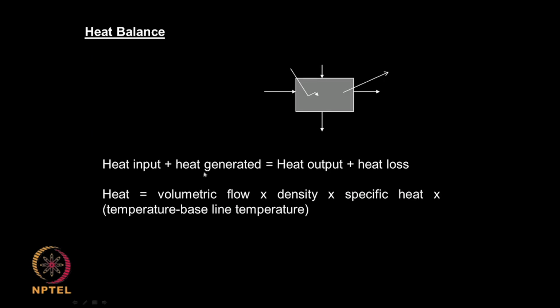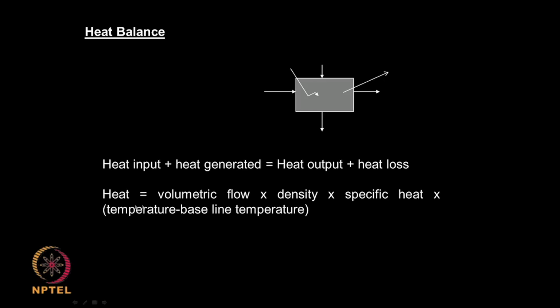So, we say heat input plus heat generated equal to heat output plus heat loss, that is what heat balance is all about. So, if you have 2 streams, there will be 2 heat inputs, if you have 2 streams going out, that will be 2 outputs. If you have 10 streams input, then we will have to calculate the heat input for all the 10 streams, and if there are 10 streams going out, you have to consider heat output from all the 10 streams.